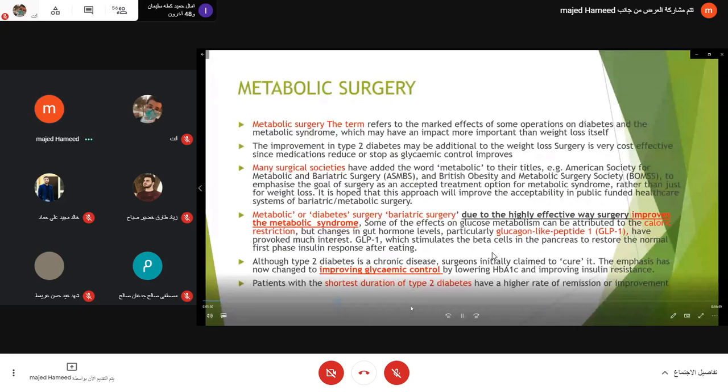Metabolic surgery. The term refers to the marked effect of some operations on diabetes and the metabolic syndrome, which may have an impact more important than weight loss itself. The improvement in type 2 diabetes may be additional to the weight loss from surgery. It is very cost effective, since medication is reduced or stopped as glycemic control improves. Many surgical societies have added the word metabolic to their title, for example, the American Society for Metabolic and Bariatric Surgery.